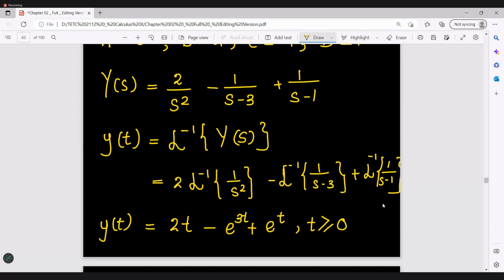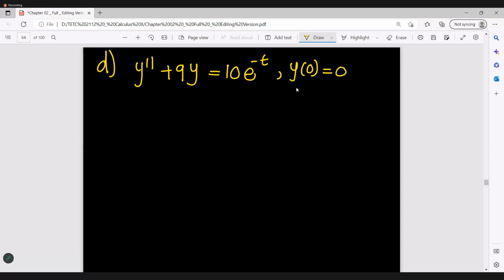Okay, so the last one, part D. It's y double dash plus 9y is equal to 10 e to the power minus t. And initial conditions are y(0) is equal to 0, y prime 0 is also equal to 0.